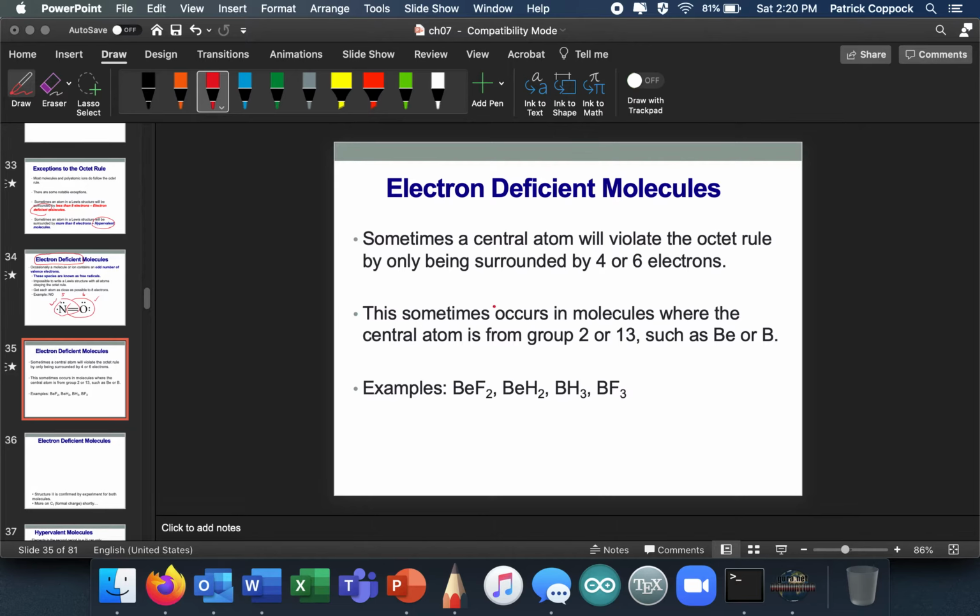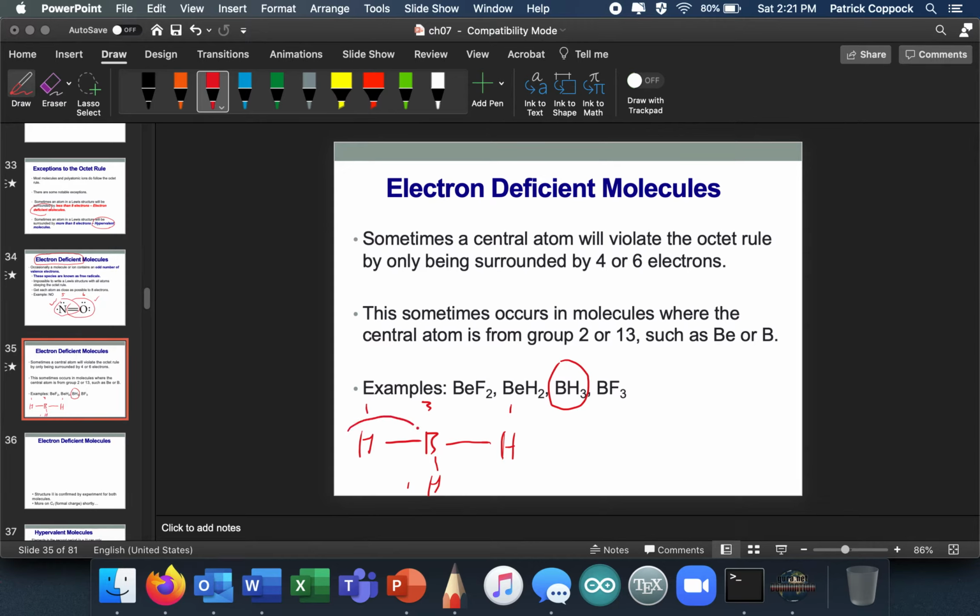Another example of exceptions are when we have central atoms that are only surrounded by 4 or 6 electrons. So beryllium and boron, this is probably the most common one. So let me go here. Boron is in group 3. Hydrogen is in group 1. Another hydrogen, group 1. Another hydrogen, group 1, right? So that's only 6 electrons total. We can't get 8. It does only have 6 total for BH3, right? So here's 2, and there's 6, and that is our Lewis structure.